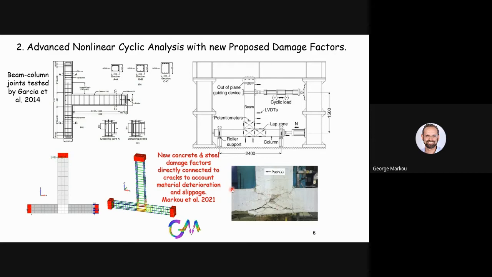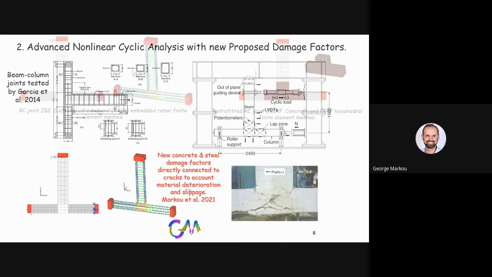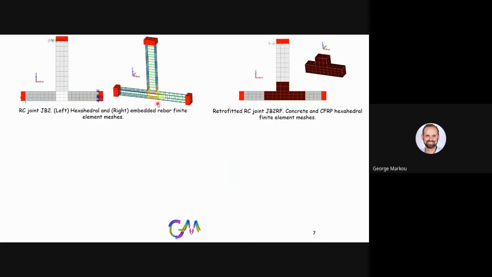So we used the newly proposed damage factor for concrete and steel that have the ability to capture the accumulated damage in concrete and, of course, slippage phenomena at the rebar level. These are the two models that were developed for the bare and the retrofitted RC joints. Hexahedral elements and embedded rebars can be seen, and also the CFRP sheets as they were discretized for the needs of this research work.